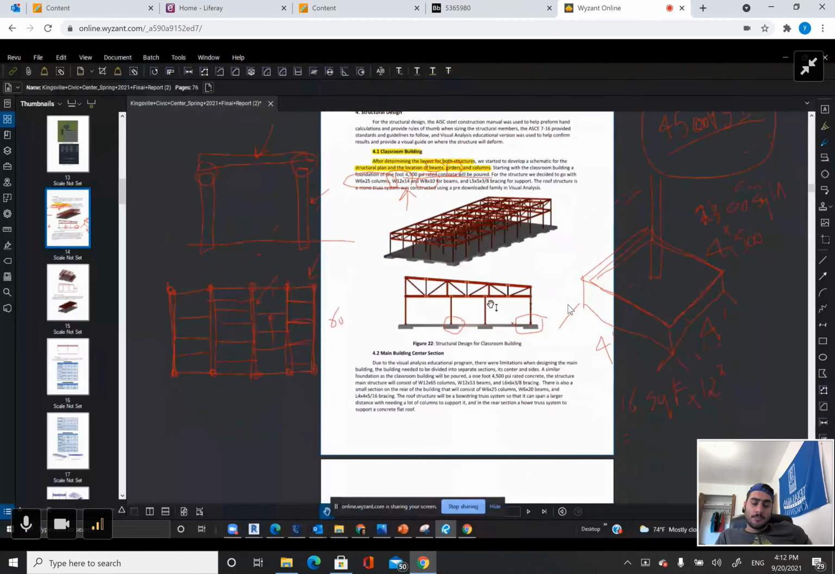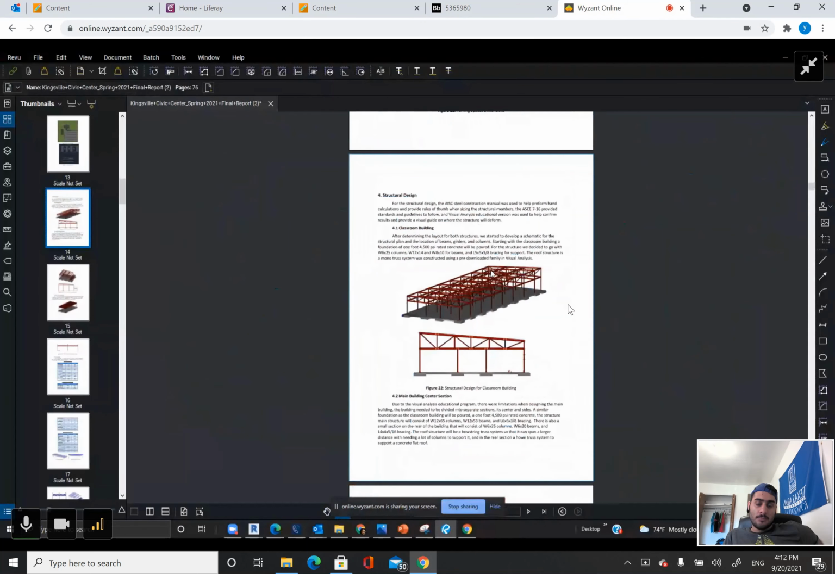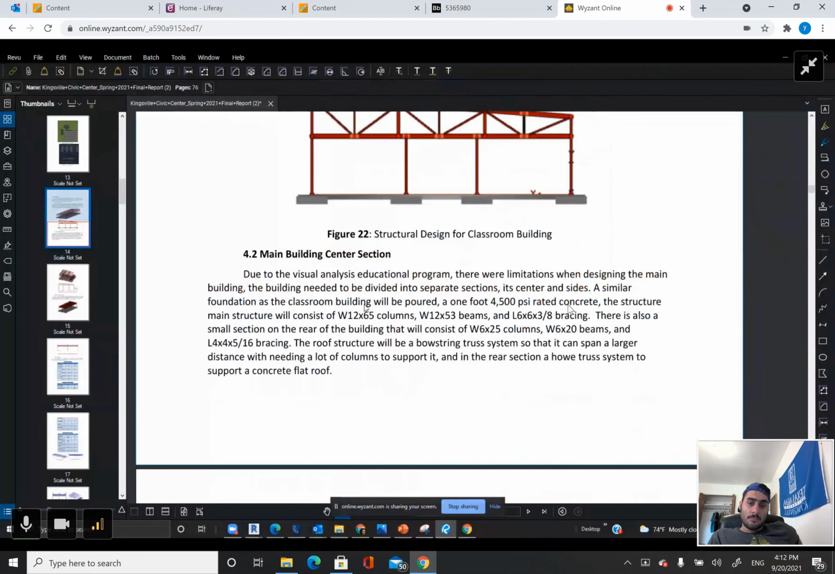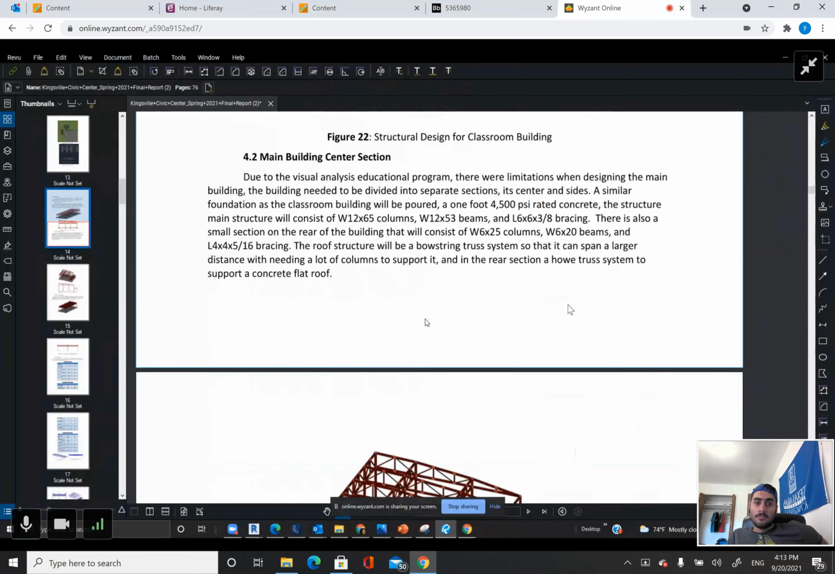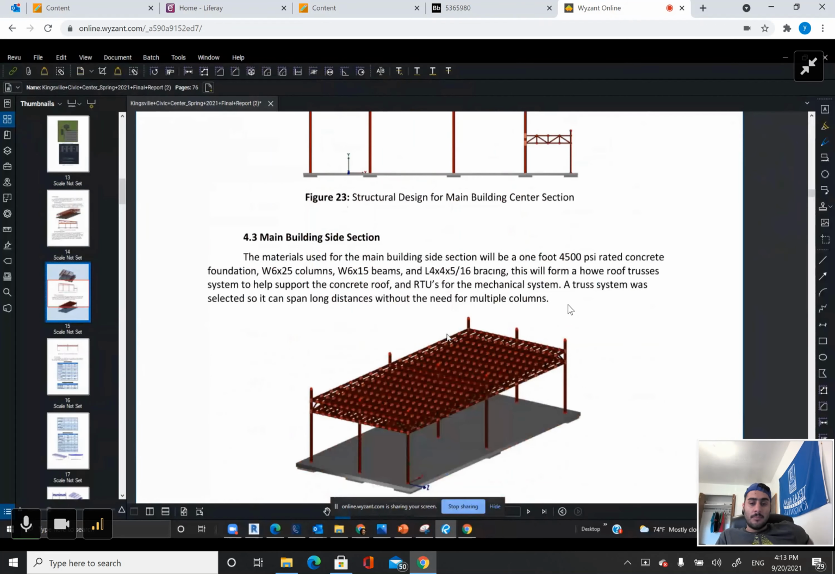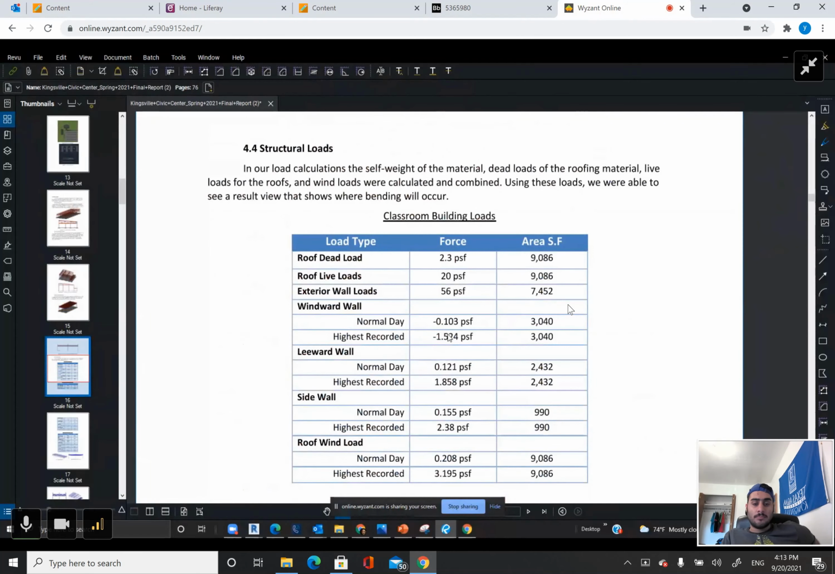This is not a very well written report, in my opinion. I'm going to delete all this stuff. All right. Okay. Main structure. So due to the visual analysis, the limitations when designing the main building, the building needs to be divided into separate sections, the center and sides, single foundation. Okay. Let me just skim through this to see some additional points that they were trying to make.